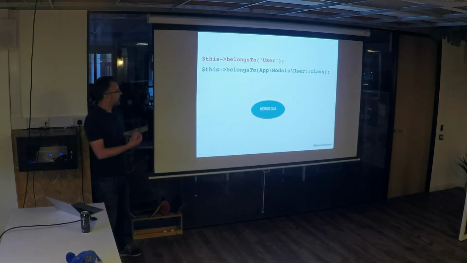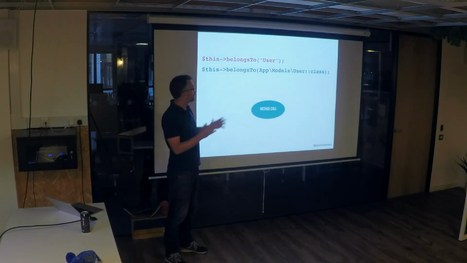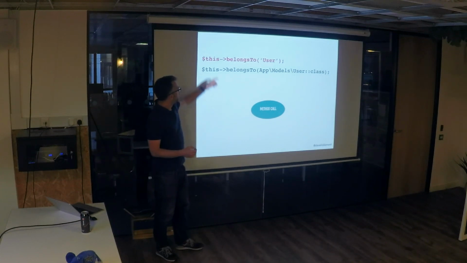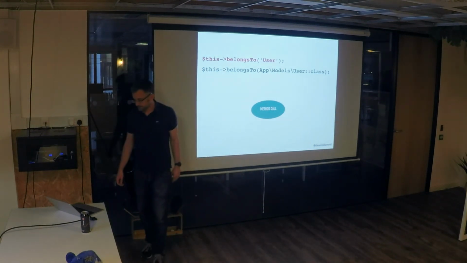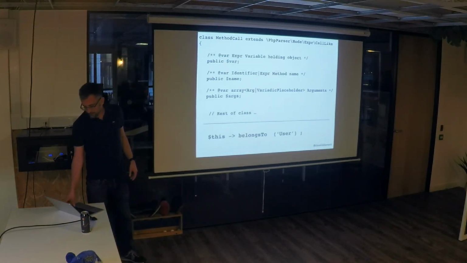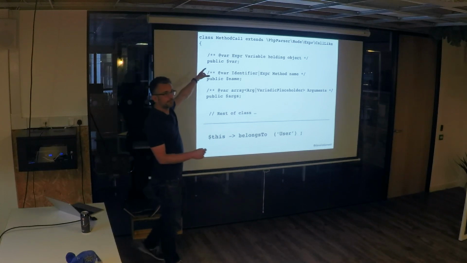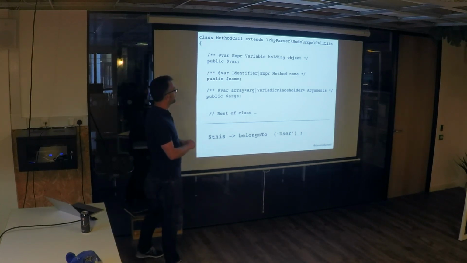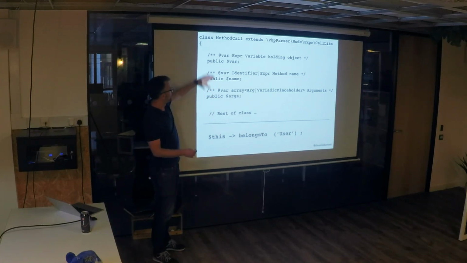So our first question is, what node are we interested in? Or what type of nodes are we interested in? And we're interested in code that looks like this. And in AST world, this is called a method call. And if we look, remember I was talking about the PHP parser library, we can go and look at the MethodCall class in the PHP parser library, and we're really interested in the public properties.